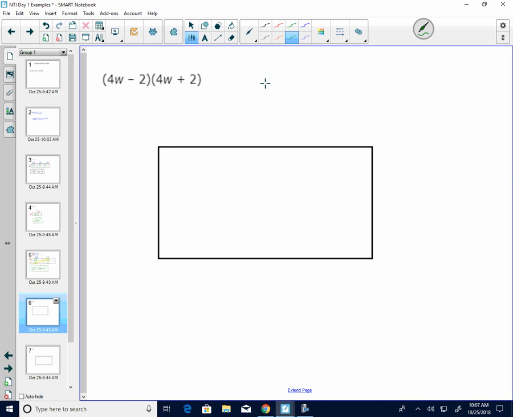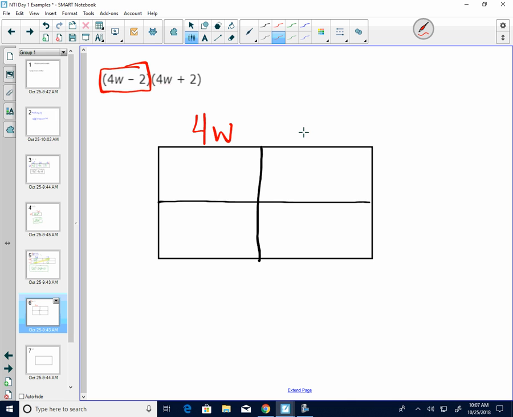This is another 2 by 2. So I can split my box this way and then split it this way. So this has to stay together, so I can put it across the top. It stays together. And then this polynomial has to stay together, so I can put it down the side together.